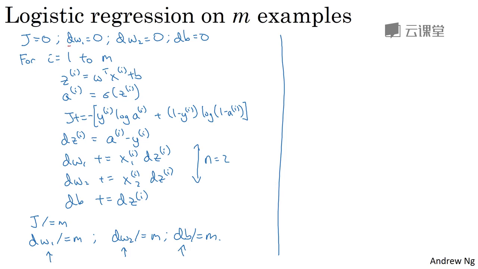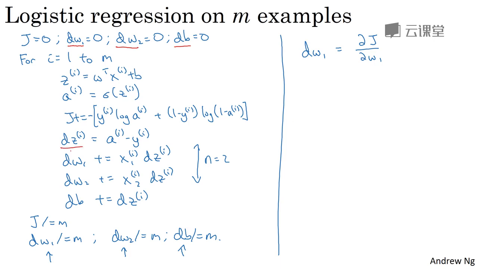We're using dw1, dw2, and db as accumulators, so that after this computation, dw1 is equal to the derivative of your overall cost function with respect to w1, and similarly for dw2 and db. So notice that dw1 and dw2 do not have a superscript i, because we're using them in this code as accumulators to sum over the entire training set.